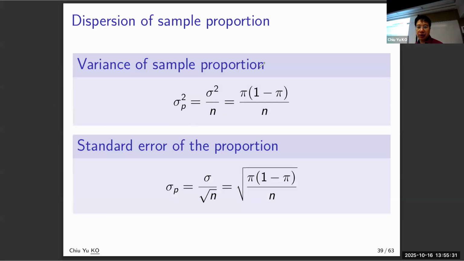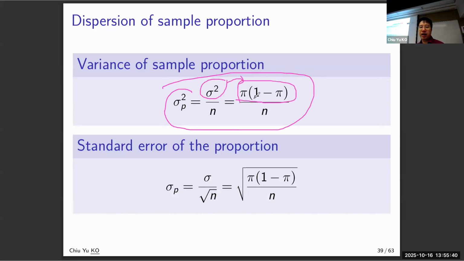And the key is here. The variance is pi times 1 minus pi. So once you know pi, you know the mean and you know the variance. I don't need to guess more than one thing. In proportion data, I just need to guess one. I know the mean and I know the variance, which isn't true for other data. And the standard error is just the square root.